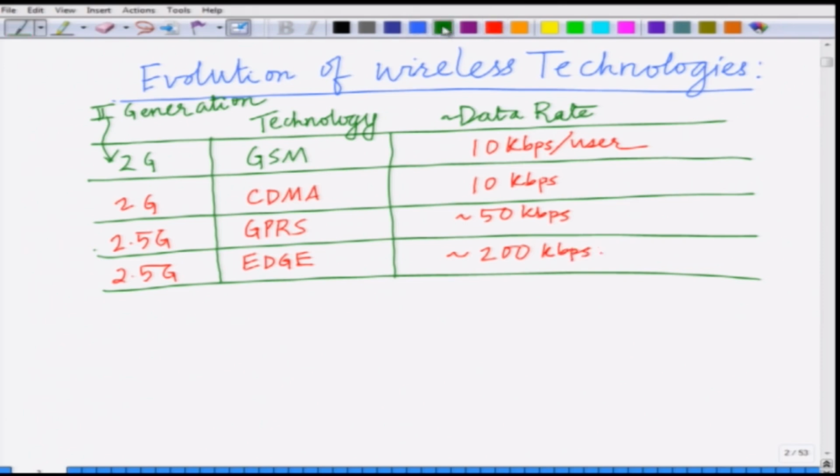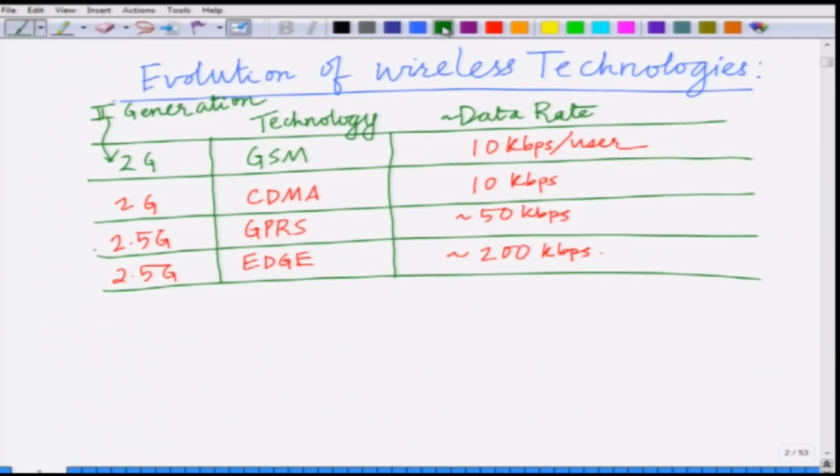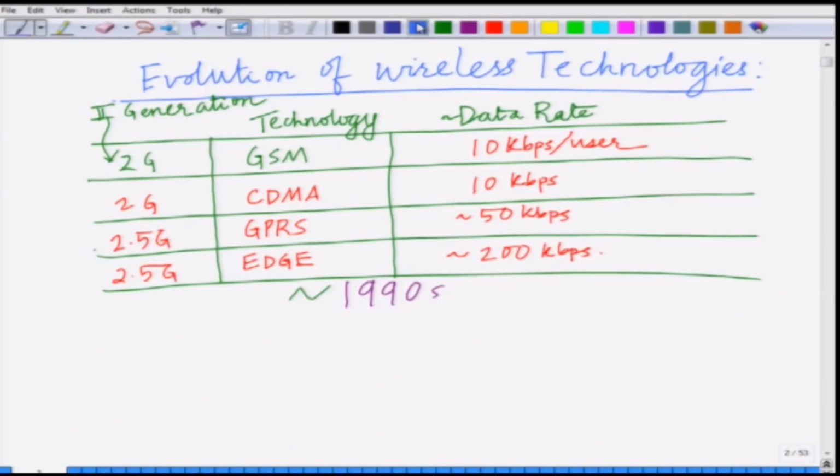So these are the basic 2G technologies, which you can see are the beginnings of the digital wireless communication revolution. If you are looking at the time scale, these are around the 1990s. These were deployed in various countries and across several continents, starting with the early 1990s and evolving fully by the late 1990s.